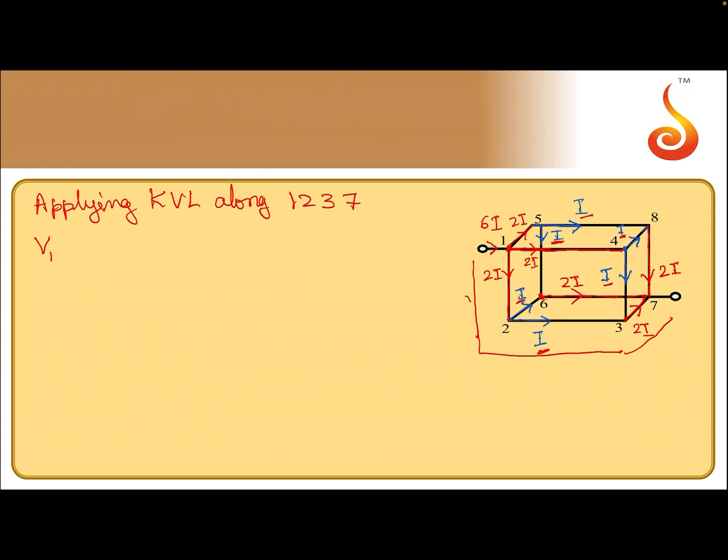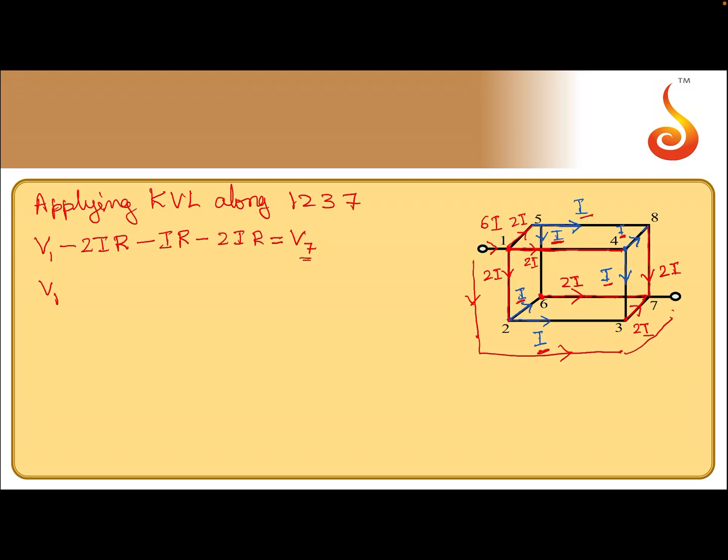Then you are traveling this way in the direction of current, negative, minus 2I into R. Then again 2 to 3, you are traveling in the direction of current again, minus I into R. 3 to 7, you are traveling in the direction of current, minus 2I into R is equal to, you will reach point 7, V7. Now send V7 to this side. V7 is potential at point 7.